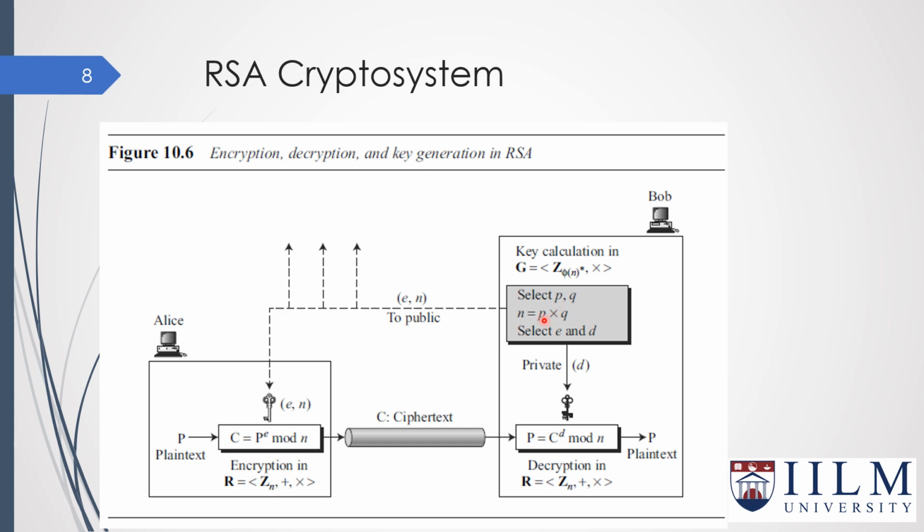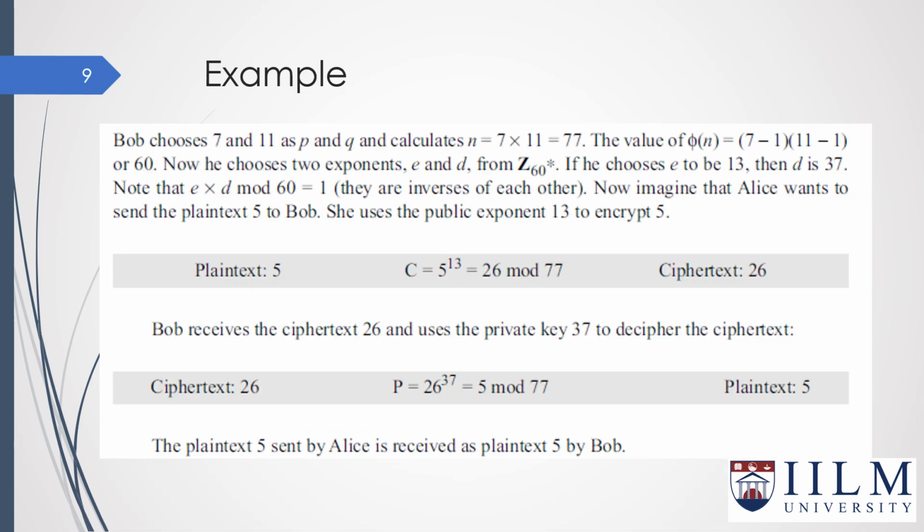After getting N, which is P into Q, then E and D are selected, so that with the private key D the ciphertext gets decrypted. One key calculation is there that is algebraic in nature. We'll see it in detail in the RSA crypto system. In this class, we only discuss different examples of asymmetric key encryption. So this is the example.